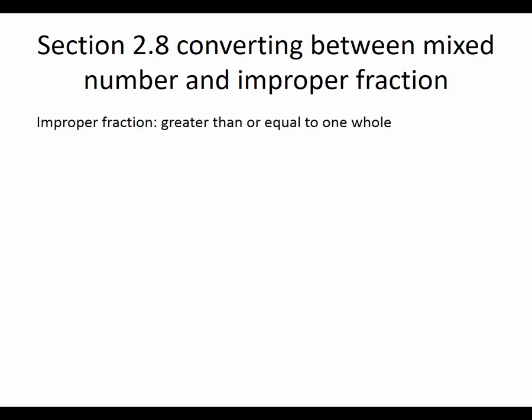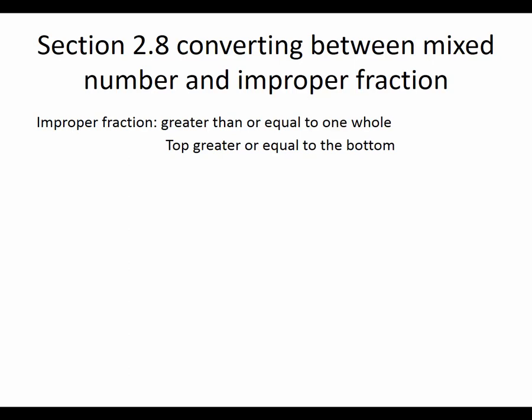So to begin with, what is an improper fraction? It's a fraction that's greater than or equal to one whole. We typically use fractions to measure numbers that are less than one whole, but you can also use them to measure numbers that are between whole numbers. You might also think of improper fractions as fractions where the top is greater than or equal to the bottom. The numerator is larger than or equal to the denominator.